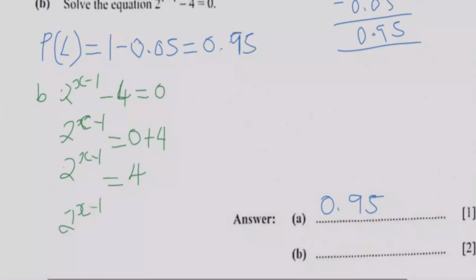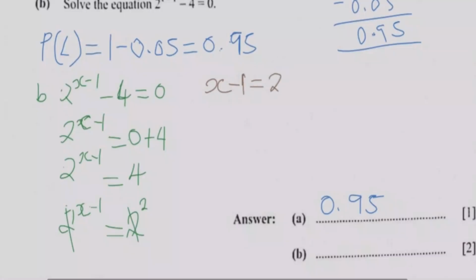2 raised to the power of x minus 1 is equal to, so now the number that we can multiply twice to get 4 is 2. 2 times 2 gives us 4. So we're going to have 2 raised to the power of 2. Now since the numbers have the same base, we can cancel out the bases. Then we remain with the powers. So the powers we have are x minus 1 is equal to 2.